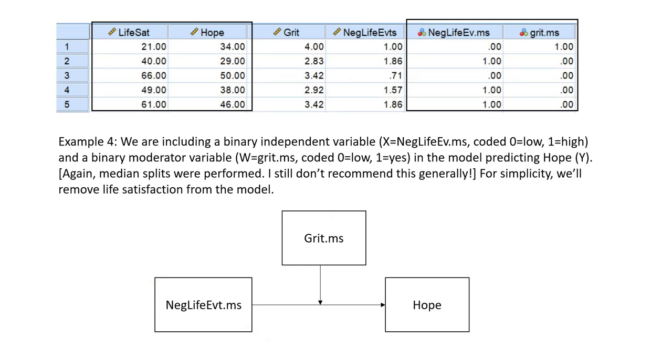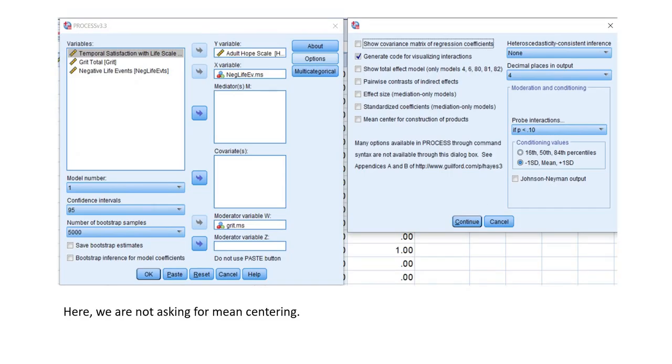Okay, so finally, our last example, we're going to include a binary independent variable, negative life events. Also, basically a median split was performed on it. So negative life events is coded 0 for low, 1 for high, and we have our binary moderator variable grit, which is coded 0 for low and 1 for high. And for the sake of simplicity, we're just going to remove life satisfaction from the model. So this is what it's going to look like when you're running the analysis. You can see right here we've got negative life events, that's our binary variable, and then our binary moderator variable right here.